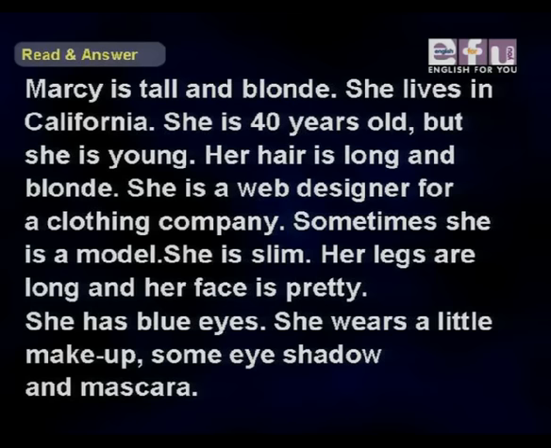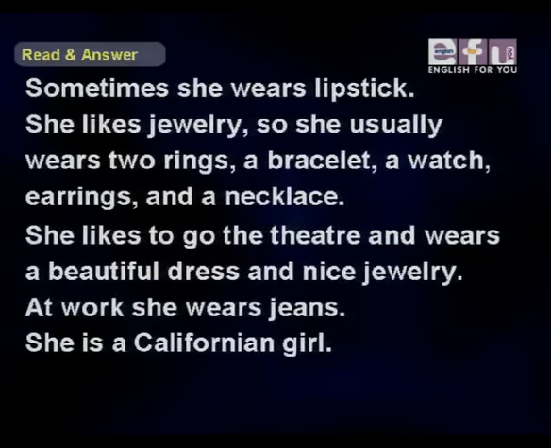She wears a little makeup, some eyeshadow, and mascara. Sometimes she wears lipstick. She likes jewelry, so she usually wears 2 rings, a bracelet, a watch, earrings, and a necklace. She likes to go to the theater and wears a beautiful dress and nice jewelry. At work, she wears jeans. She is a California girl.